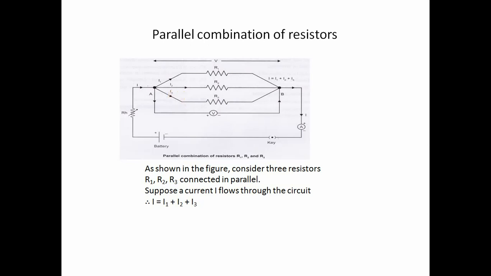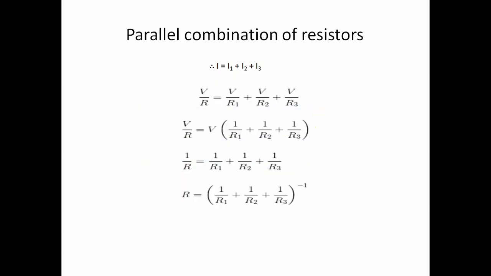That is R1, divided into three parts. Now the total current in the circuit will be I is equal to I1 plus I2 plus I3, and according to Ohm's law V is equal to IR, so I is equal to V upon R. Now if this R is the resistance of the parallel combination, then I is equal to V upon R, and I1 according to Ohm's law is V upon R1, plus I2 is V upon R2, plus I3 is V upon R3.